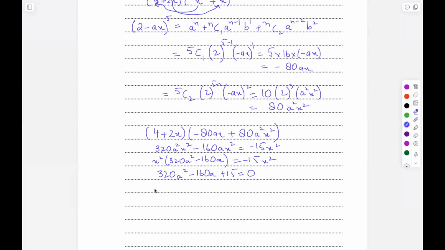Factorizing this, we'll get (8a - 3) and (8a - 1). So the values of a will be equal to 1 upon 8 and 3 upon 8.